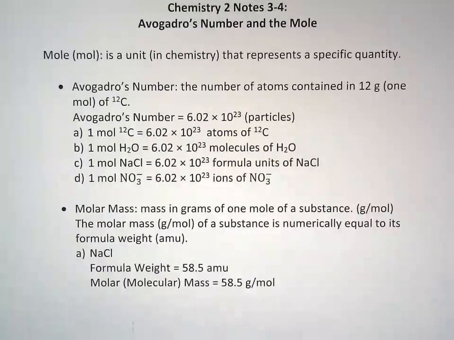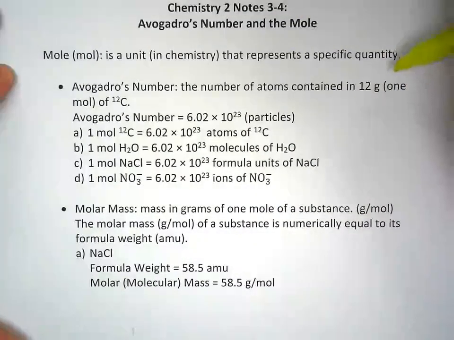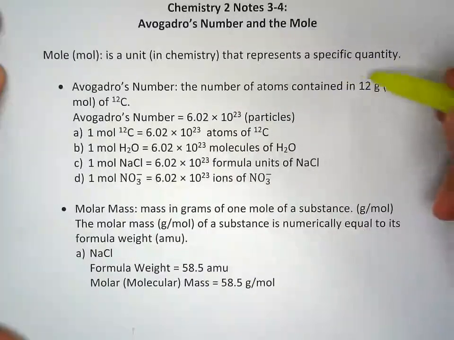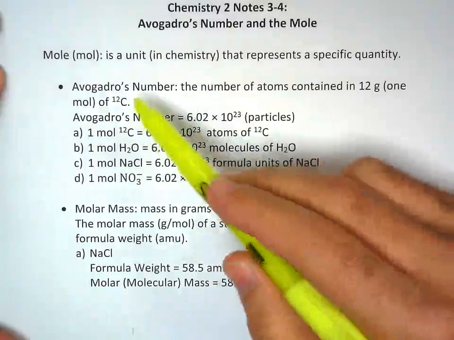All right. Hello, everyone. So today I'm going to go over the notes for Chapter 3, Section 4, Avogadro's number and the mole. Again, like a lot of stuff we've done so far, it's something we've hit in Chem 1. So it's hopefully just going to be kind of a little refresher course. So the definition of a mole is a unit that represents a specific quantity in chemistry. So Avogadro's number is the number of atoms contained in 12 grams, or 1 mole, of carbon-12.